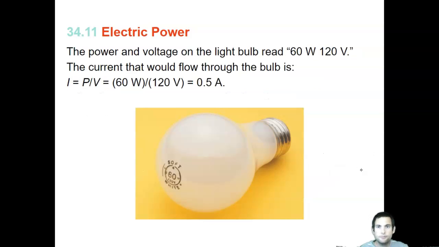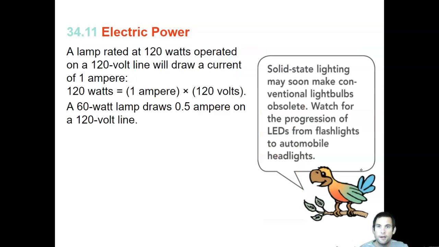The power and voltage on the light bulb read 60 watts, 120 volts. The current that would flow through the light bulb is, we're going to use that same equation, P equals I times V. Rearranging the equation, we get I equals P divided by V. 60 divided by 120 equals 0.5 amps. A lamp rated at 120 watts, operated on a 120 volt line, will draw a current of 1 ampere. 120 watts equals 1 amp times 120 volts. A 60 watt lamp draws 0.5 ampere on a 120 volt line.